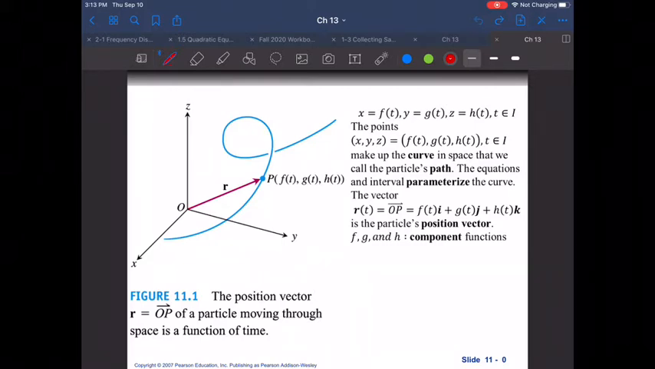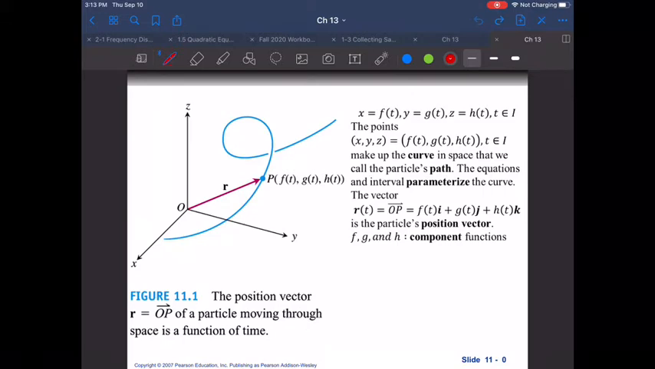So a lot of this is thinking along the lines of a particle moving along this path. At different times t, which doesn't necessarily have to be time, but that's why we use that t, it will be at different positions along that curve. The equations and interval parameterize the curve.